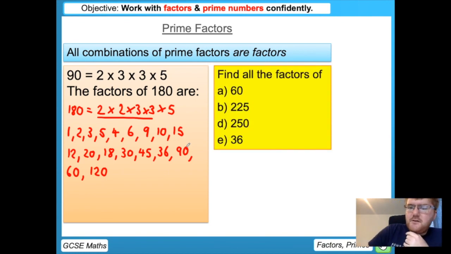Okay, have a go at the questions that you see there. I want you to find all the factors of 60, 225, 250 and 36. And think about it nice and carefully, so make sure you get every single number.